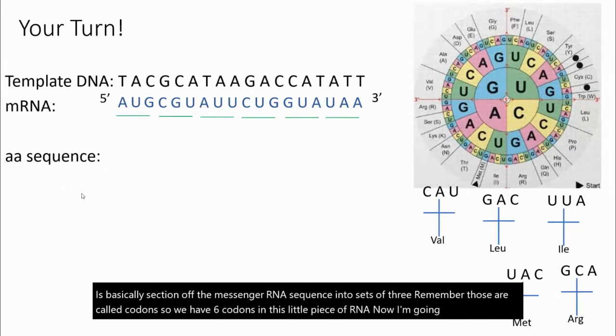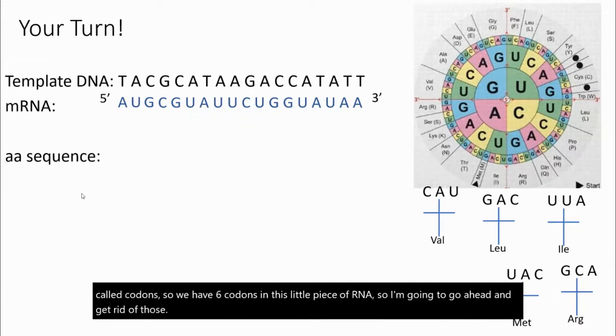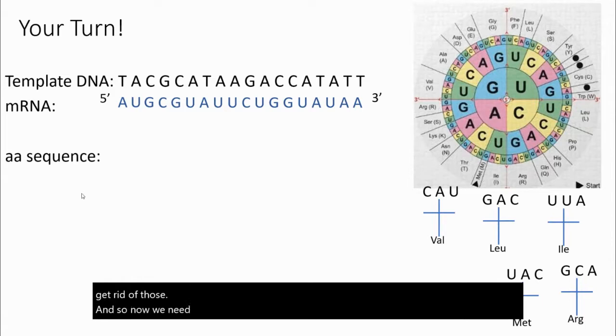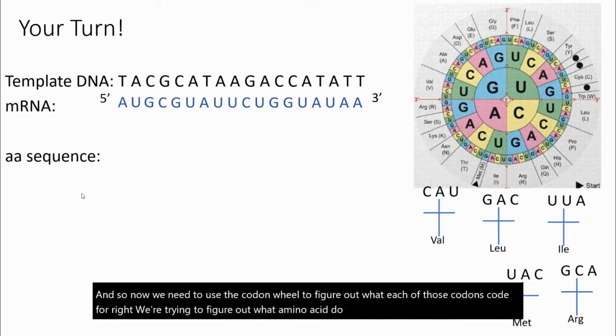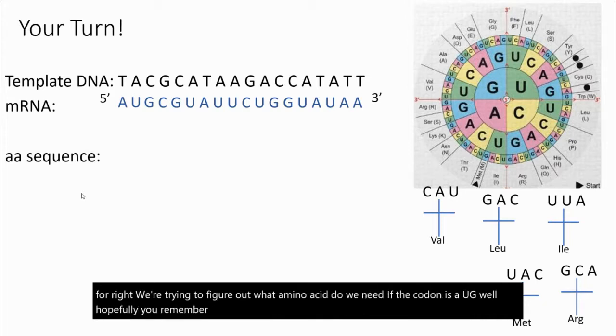Now I'm going to go ahead and get rid of those. And so now we need to use the codon wheel to figure out what each of those codons code for, right? We're trying to figure out what amino acid do we need if the codon is AUG. Well, hopefully you remember that the start codon, AUG, always gives us the amino acid methionine.